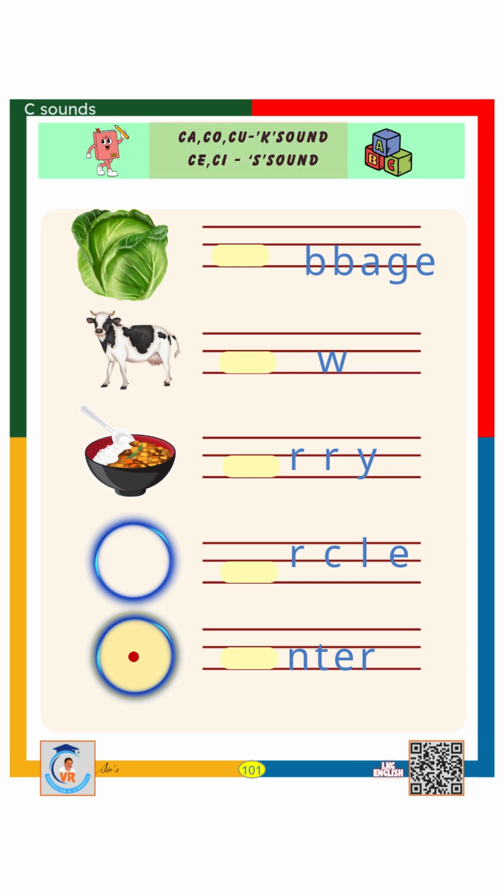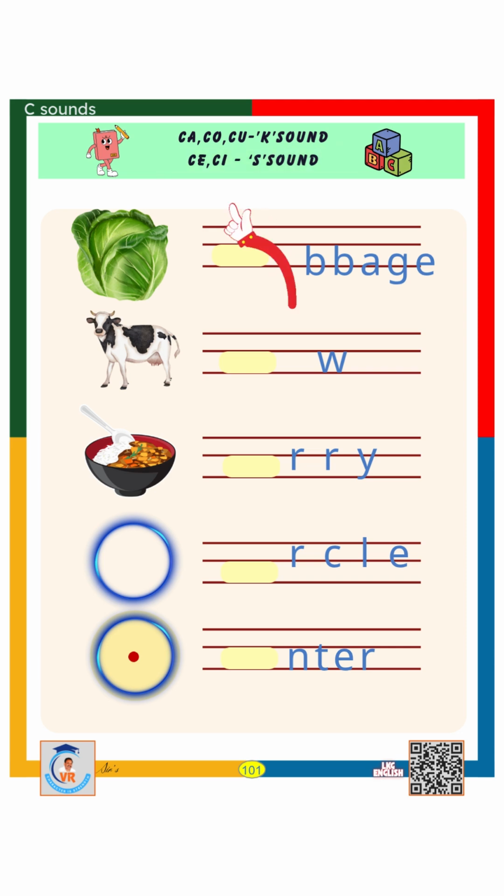Vowels are five: A, E, I, O, U. With vowels A, O, U, the C sounds K. With E, I, the C sounds S. A, O, U comes beside C, it gives the K sound. E, I gives the S sound, S sound.